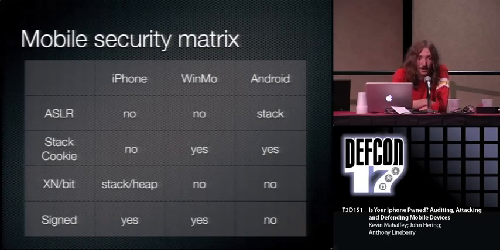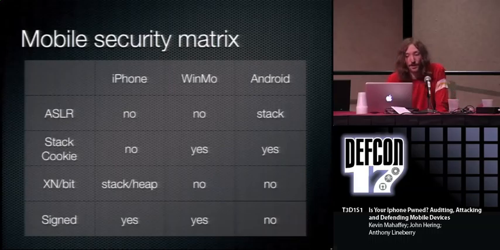And then the iPhone is using non-executable permissions on their pages for the stack and the heap, and they actually have extremely strict permissioning with their memory, to the point where you cannot have a page that is both writable and executable at the same time. It'll cause an exception, but you can still get around that with return to libc.